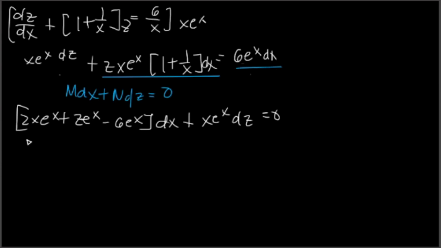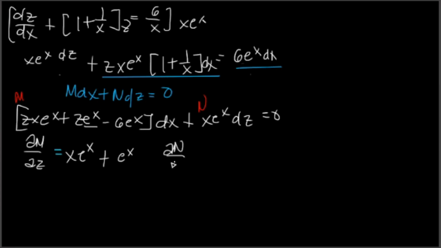So dM natin over dz, ito yung M natin at ito yung N natin. So dM over dz would be, M natin. So in terms of z, copy lang natin yung x e raised to x kasi constant siya. So x e raised to x times differentiation of z, that would be 1. So times 1 plus constant e raised to x times 1. So yan yung dM over dz natin.